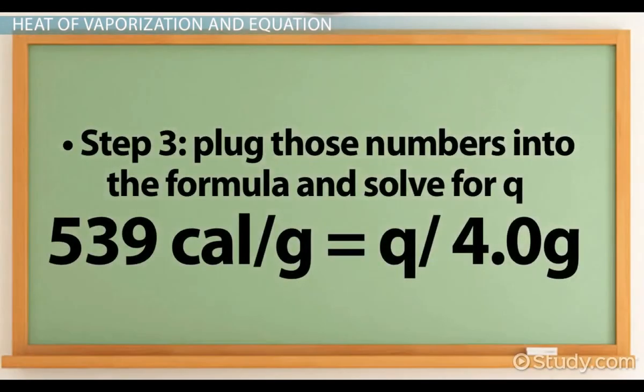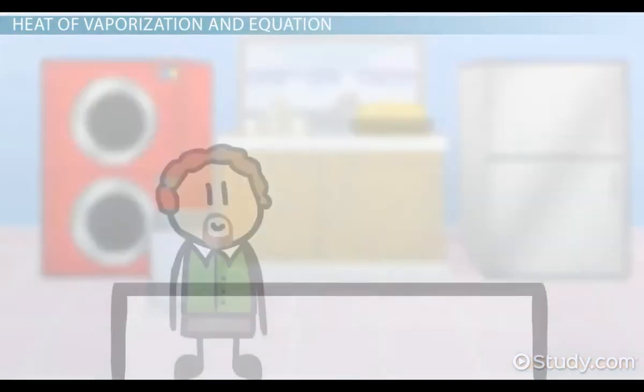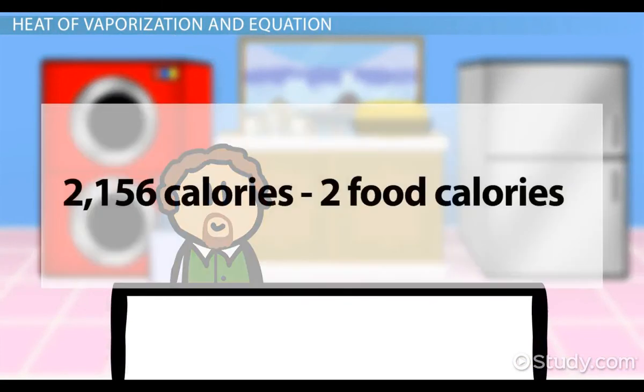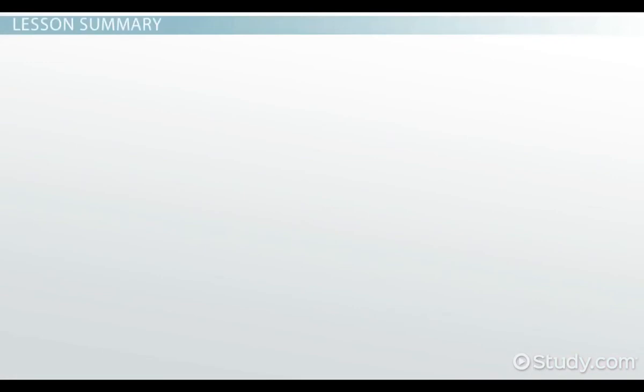Step 3. Now we'll plug those numbers into the formula and solve for Q, like before. If you multiply 4 on both sides, you get 2,156 calories, which is about 2 food calories if you're curious. So you've probably noticed it takes a lot more energy to boil water than it does to melt it.